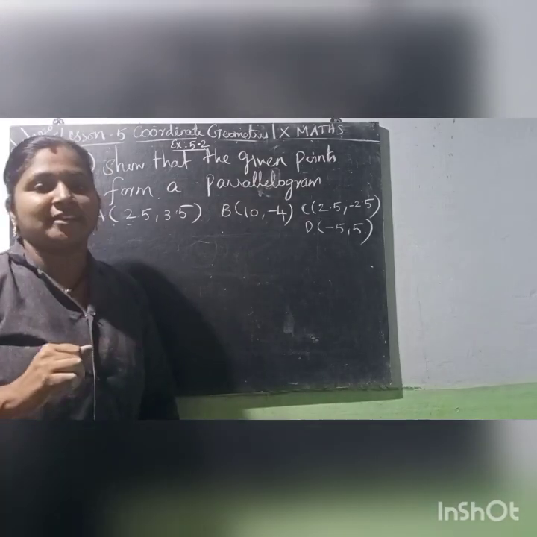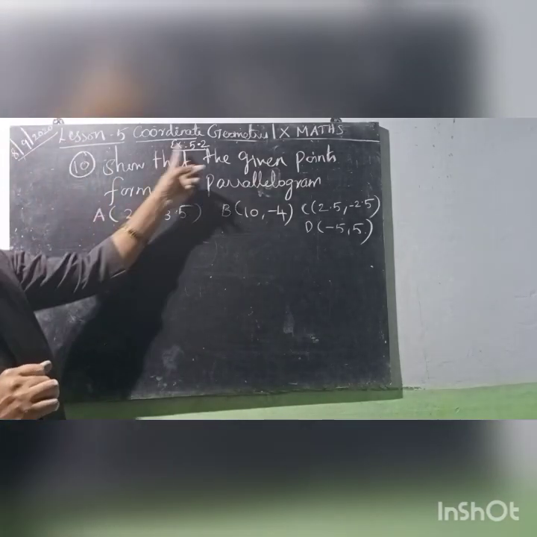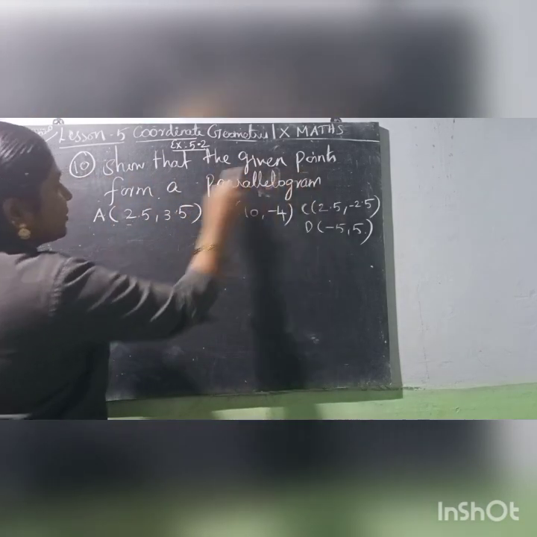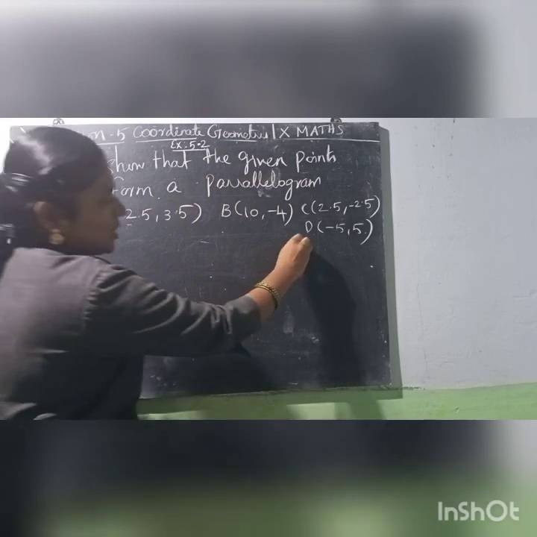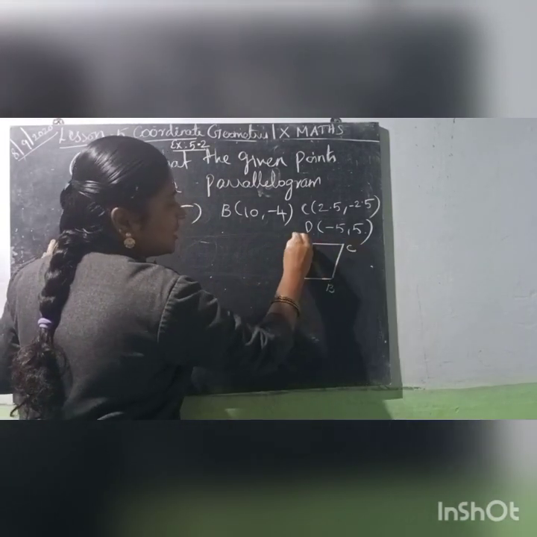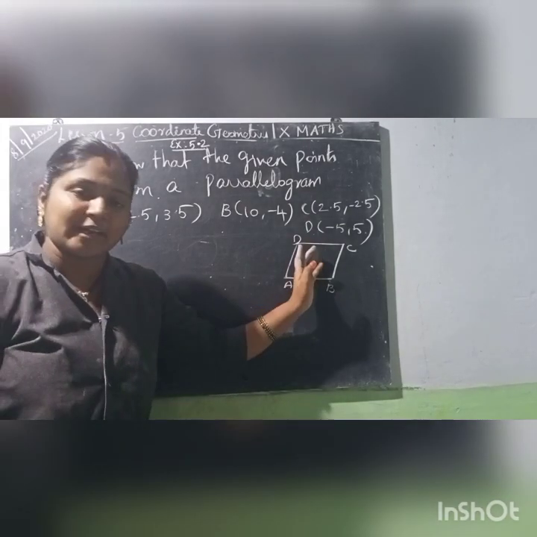Dear students, good morning. Let me see exercise 5.2, 10th sum. Show that the given points form a parallelogram. So now this is the parallelogram A, B, C, D. What is the condition of a parallelogram?